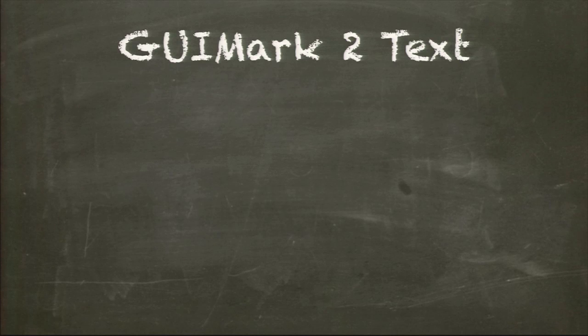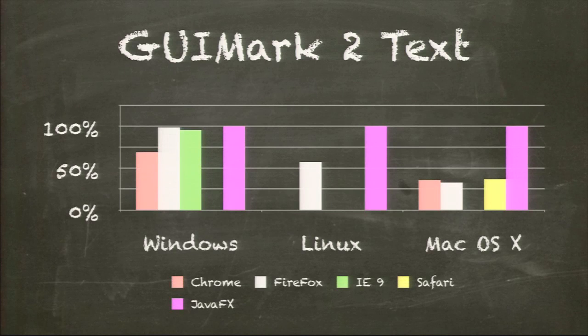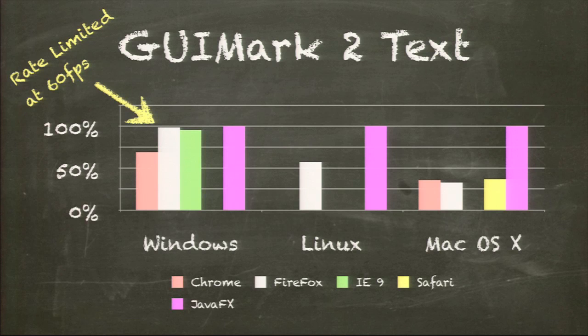Now, the next one we had was text, and here JavaFX did a pretty good job too. In the first one, you just have to ignore the results on Windows because I was hitting 60 frames per second on the Windows machine for the browsers as well as FX, and we're all rate limited at 60 frames per second so we don't use too much of your battery life. So there's not a whole lot of data that we can really acquire from looking at the Windows results. But the Linux and Mac OS X results are, again, pretty favorable for FX. Now, you can't really do text with Canvas, and so there's no JavaFX Canvas version. So it's just the scene graph version.